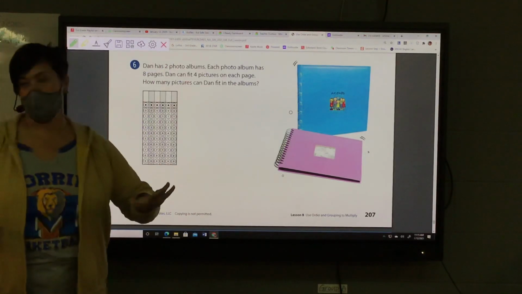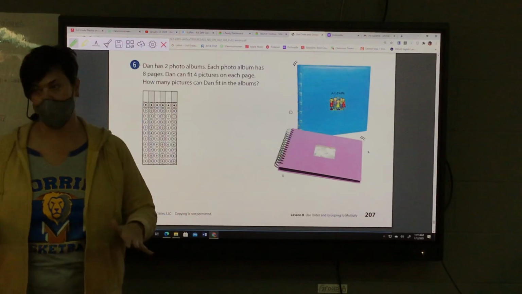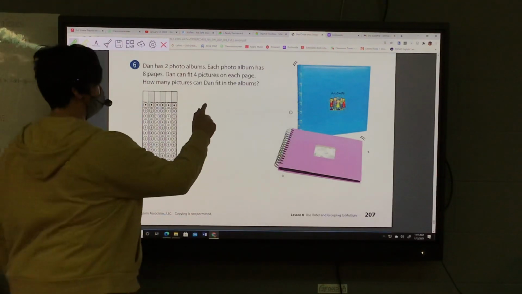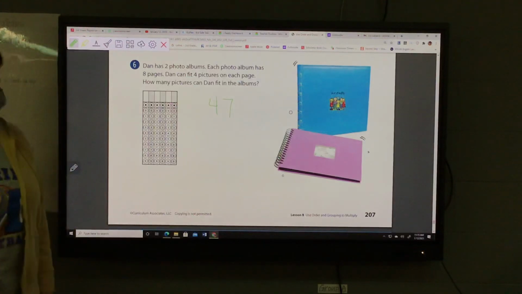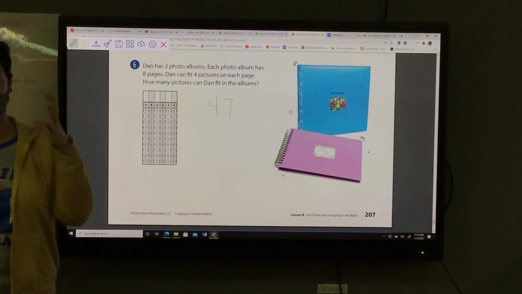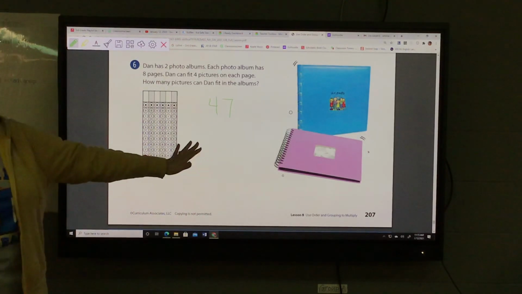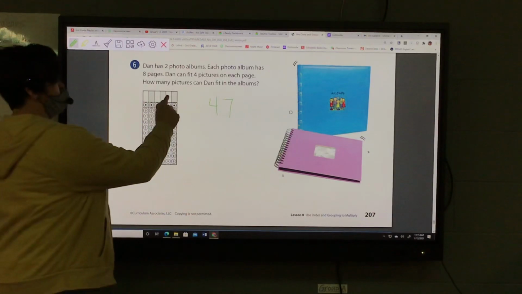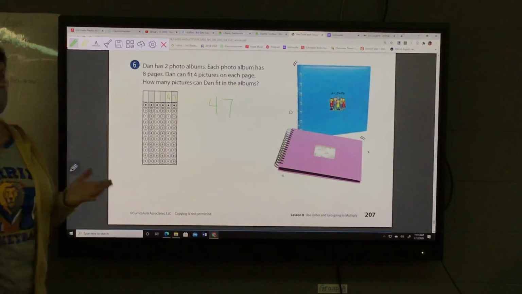Let's say that I have written all of that out and I have my answer. Now friends, this is not the right answer. Don't use this as the right answer, okay? But let's say that I think there are 47 pictures in his albums. So 47 pictures altogether. Is that the right answer? No. Okay, so what you're going to do, you're going to put your answer there.